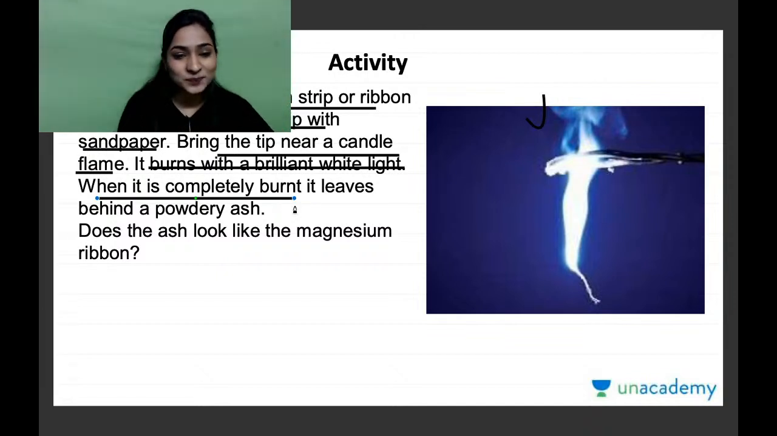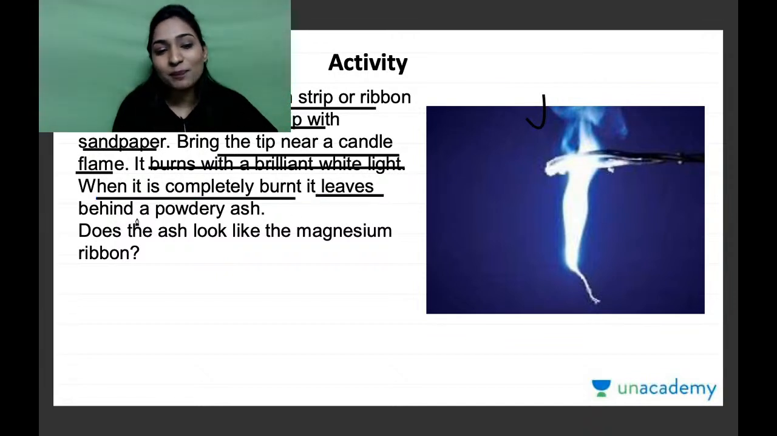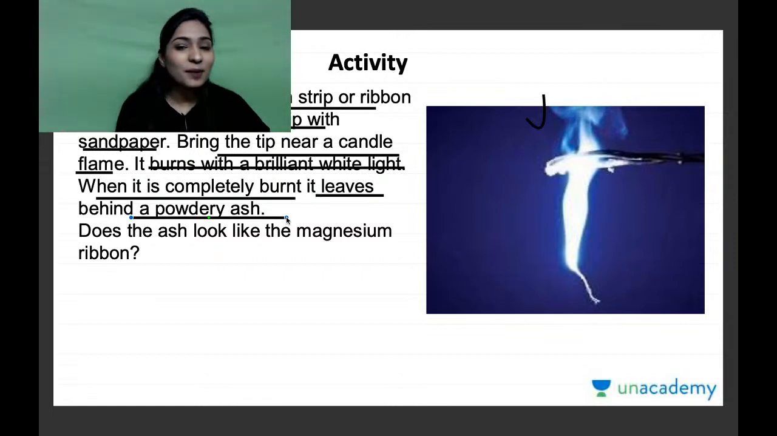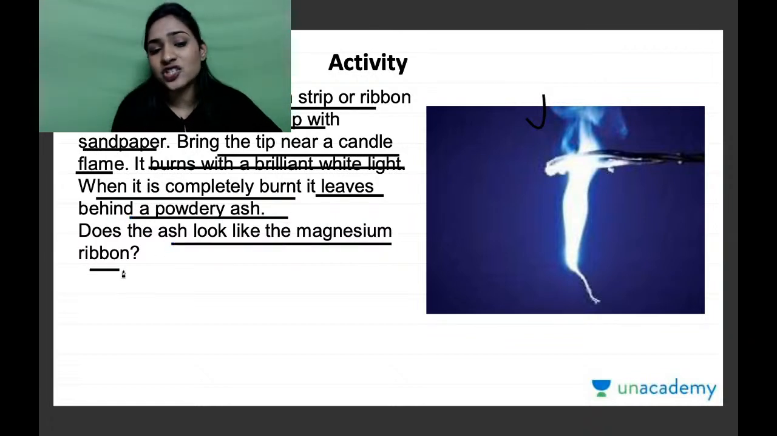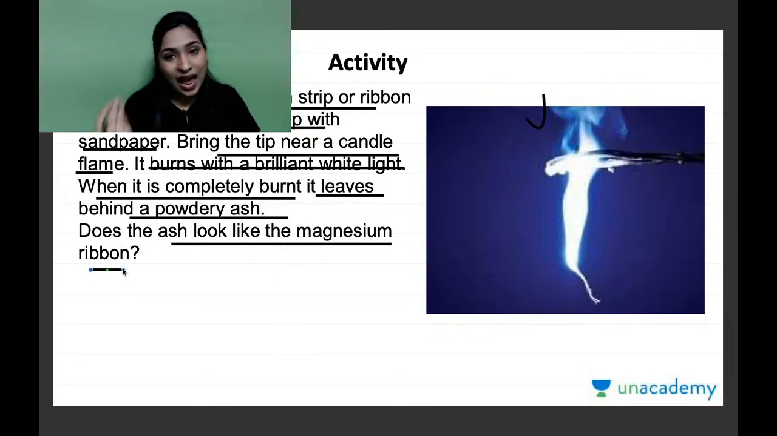Okay. But it leaves behind a powdery ash. तो ये हमें पता है कि जब पेपर ऐश बन जाता है, वैसे ही आप मैग्नीशियम को भी अगर जलाओगे तो वो ऐश बन जाएगा. Does the ash look like the magnesium ribbon? What do you think? रिबन जैसा दिखता है और ऐश जैसा दिखता है, क्या वो सेम होगा? No, it will not be the same.